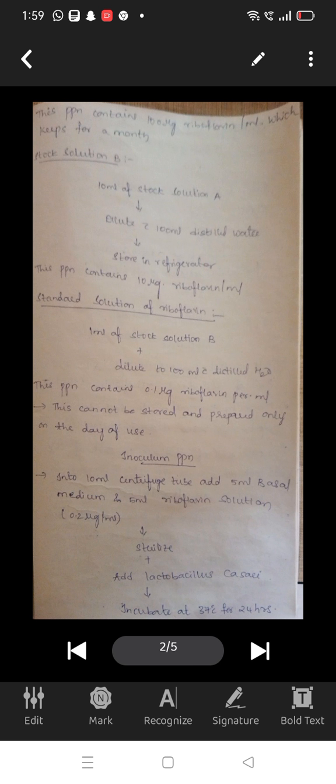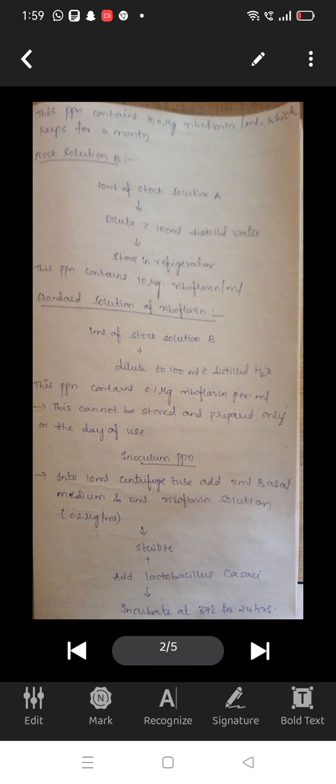Coming to the standard solution, 1 ml of stock solution B we have to take and dilute to 100 ml with distilled water. This preparation contains 0.1 microgram riboflavin per ml. This cannot be stored; it is prepared on the day only, whichever we are using.